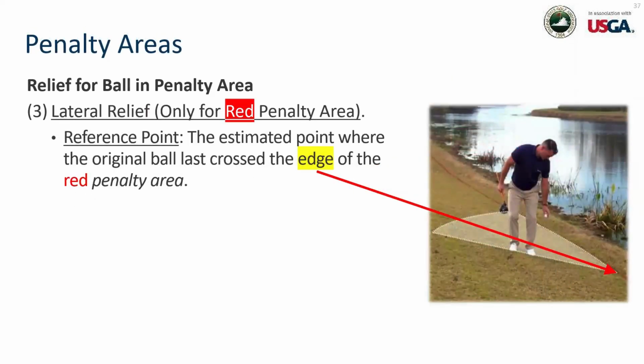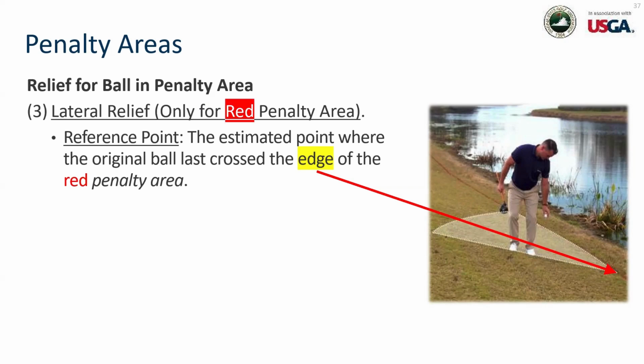Two options, our stroke and distance and our back on the line, are the only two options you have when we're talking about yellow penalty areas. This third option, the lateral relief option, is only if a ball is in a red penalty area. You get this additional option. You can still do stroke and distance and back on the line if you like, but the rules do allow you to take lateral relief.